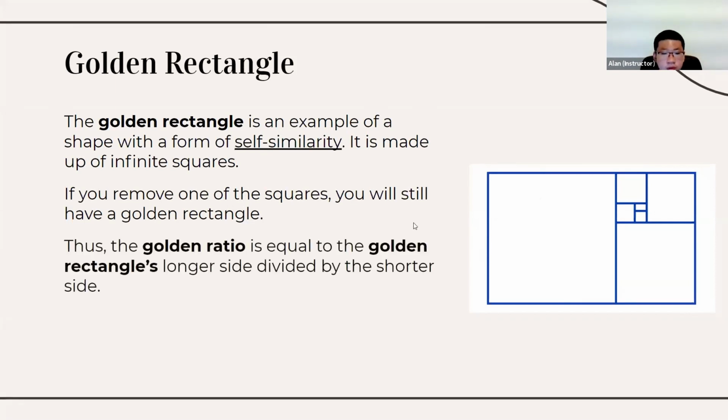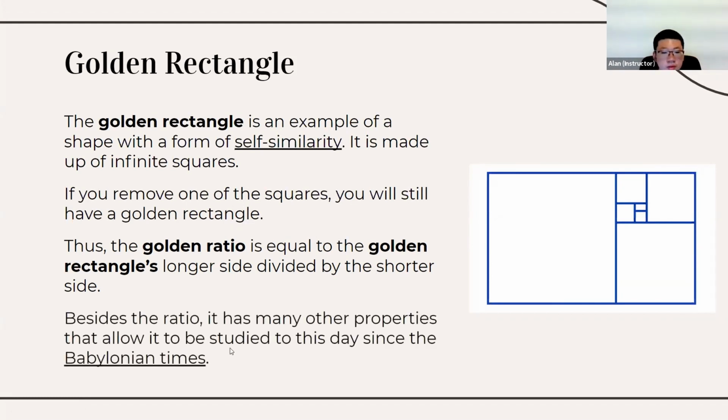So the golden ratio is equal to the golden rectangle's longer side divided by the shorter side, and that's also equal to the ratio between the sides of the golden rectangle. It has many other properties other than just being a way to derive the golden ratio, and it's always been studied since the Babylonian times.